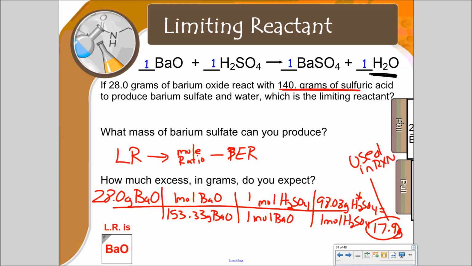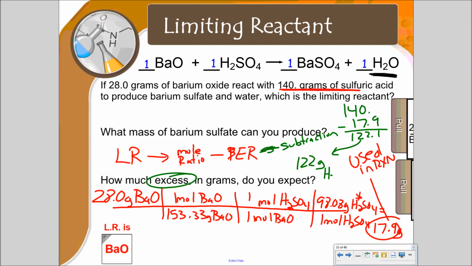We want the excess. So the way that we do that is, next step, we need to do a subtraction. So we start with what we were given, 140 grams of sulfuric acid, and we used up 17.9 grams, and so we're left with 122.1. Taking into account significant digits, it would be 122 grams of sulfuric acid is what's in excess.